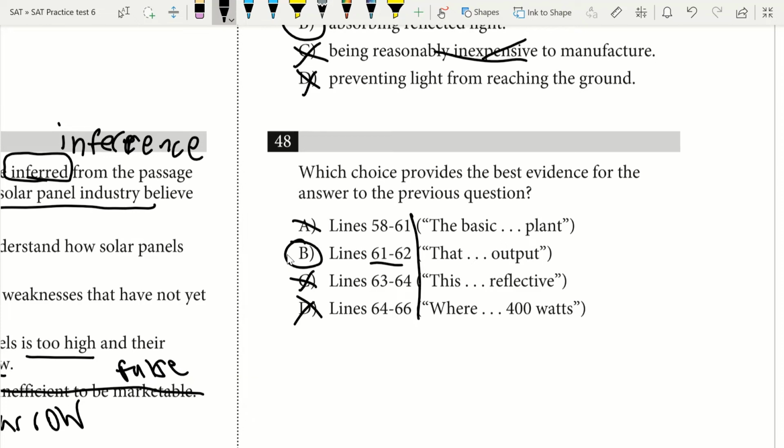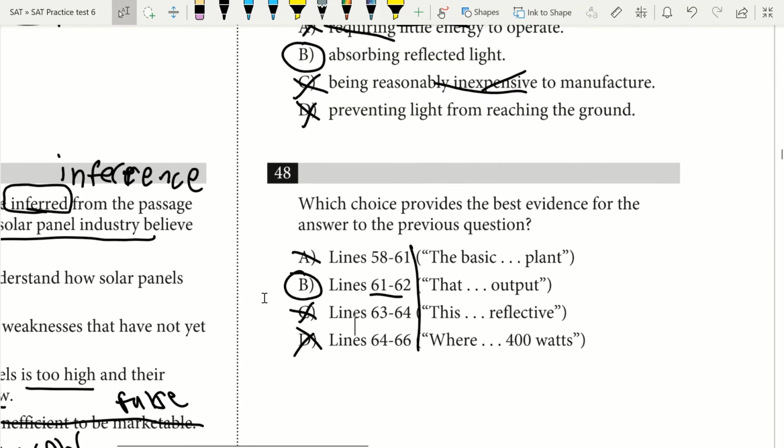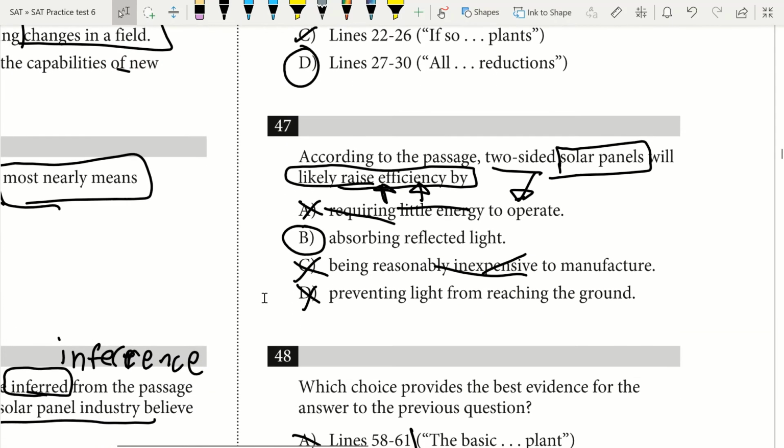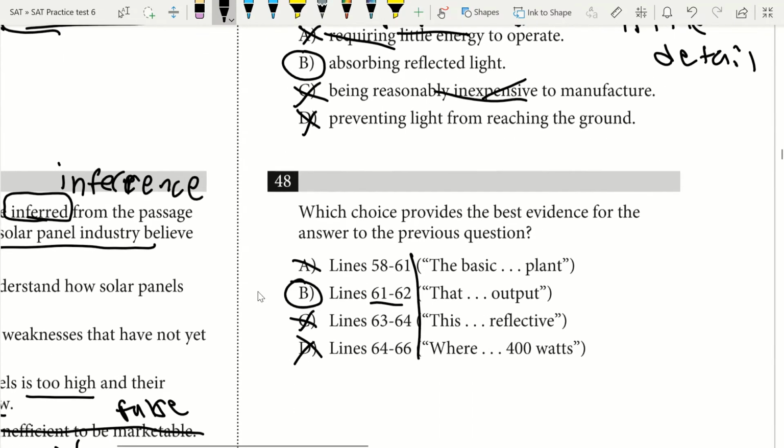Now we've got 49, so we're actually moving pretty quick through this today. So 48, obviously an evidence question. I did forget to do a question type for 47, so I'm going to quickly cover that. As far as two-sided solar panels, how they're raising efficiency, this is a little detailed question. You had to go back, find that detail in line 61 to 62. So that's really all that was.